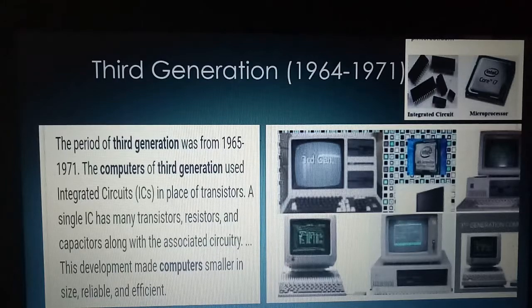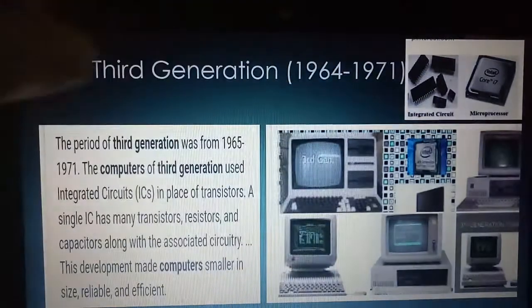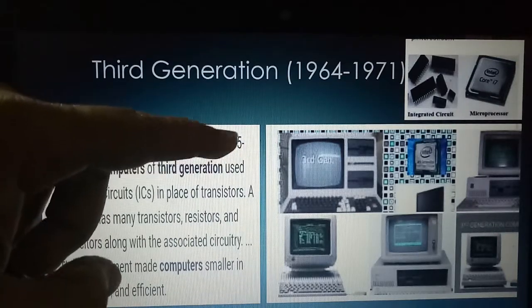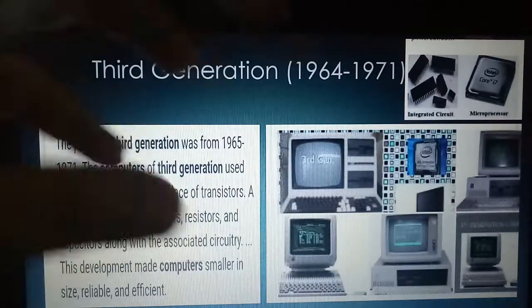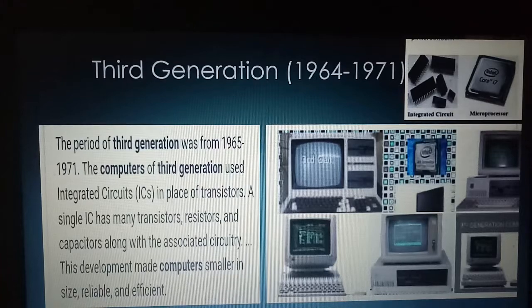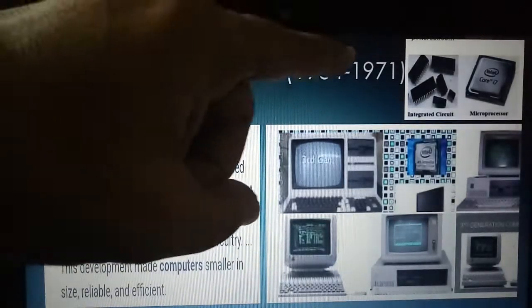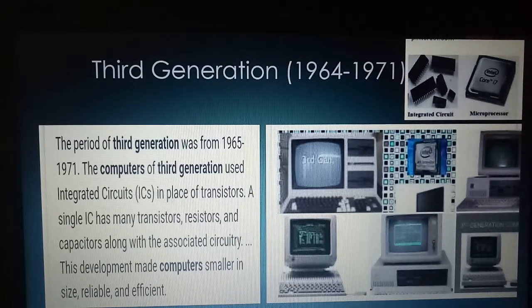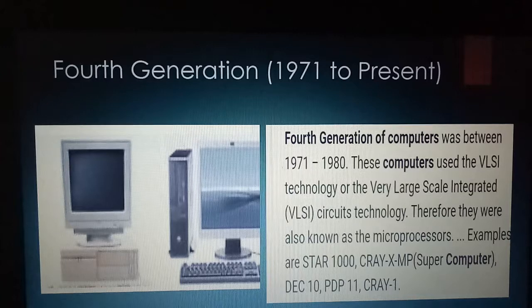I will repeat one thing again. The years are 1964 to 71, but here it's showing 1965, since the time may differ by a few months. But almost, the correct years are 64 to 71. Next we have the fourth generation computer. The fourth generation computer used the microprocessor.